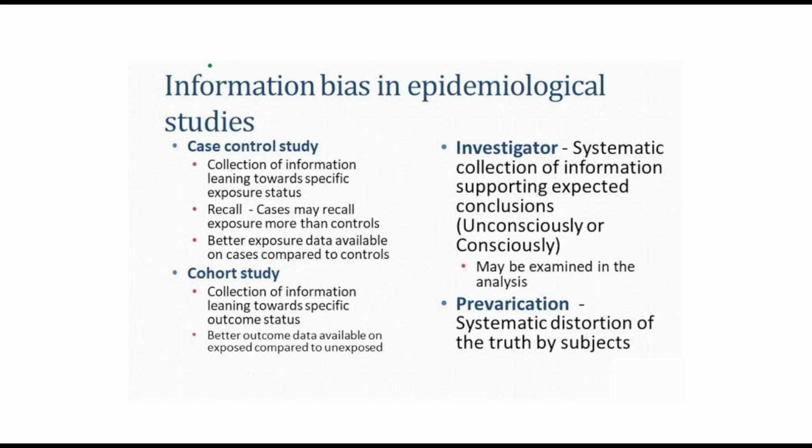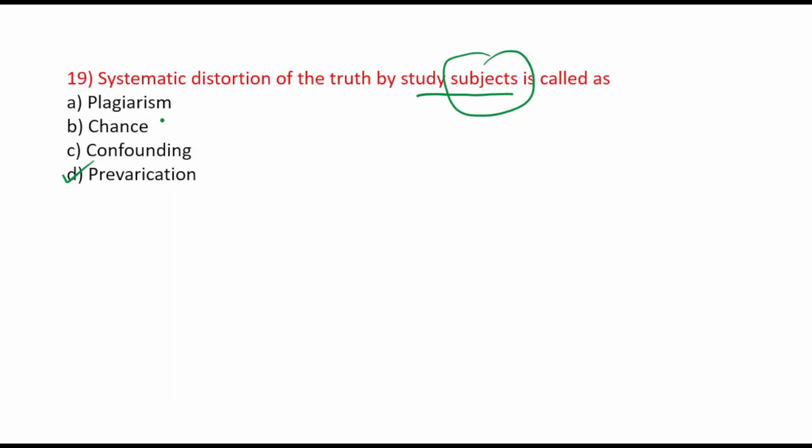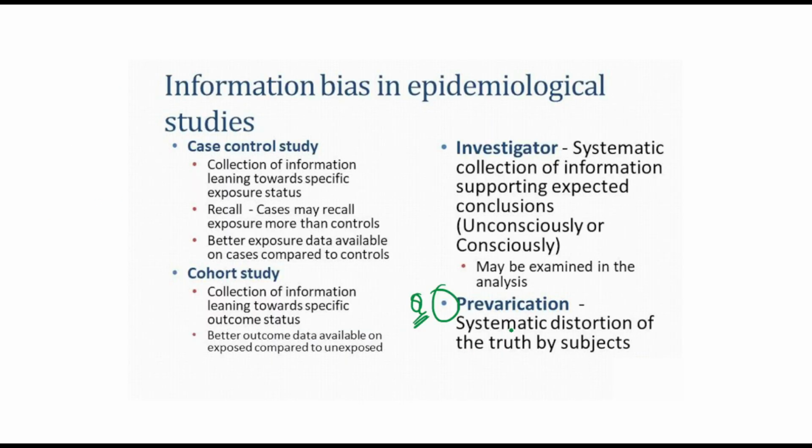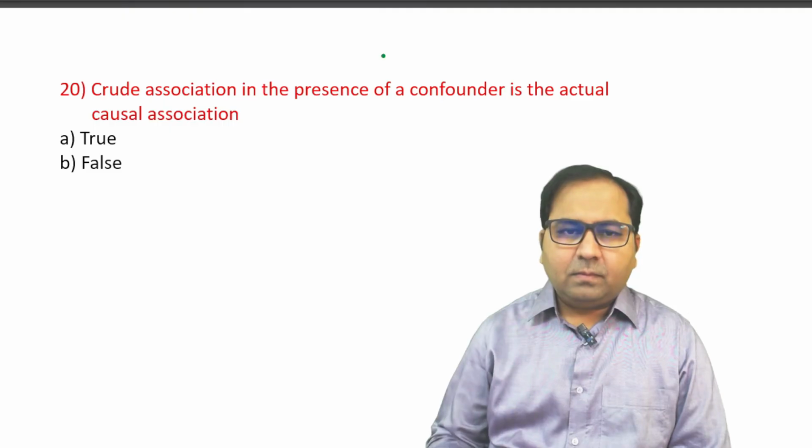Now see this chart. We have previously discussed the information given here. See over here, prevarication. This was our question which was asked. It is systematic distortion of truth by the subjects. Systematic distortion of the truth by the subjects is called prevarication. Okay, so we got the answer for our question.